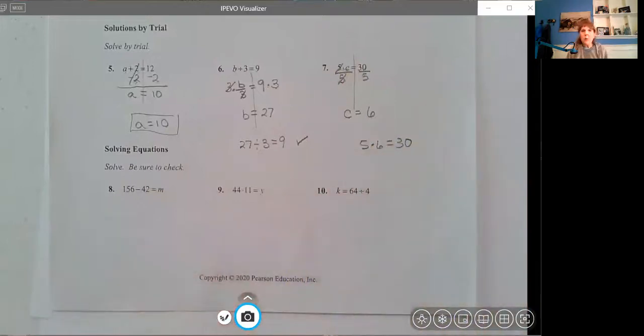So we're trying to find out what the variable would be equal to in order for the equation to be balanced, just like a teeter-totter. And whatever you do to one side, you need to do to the other side.